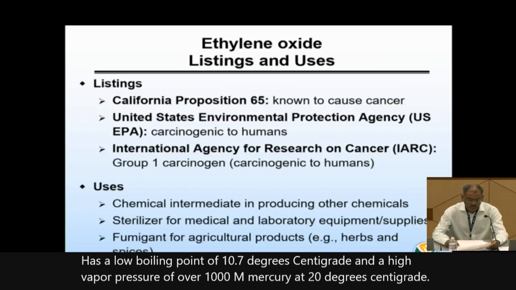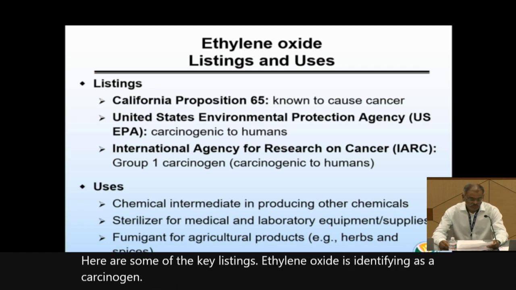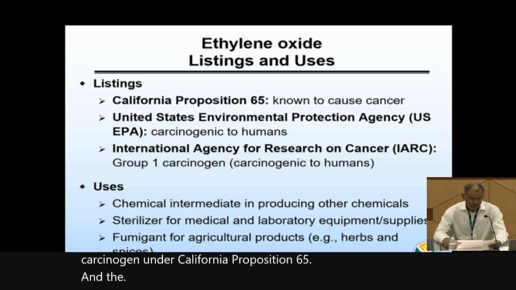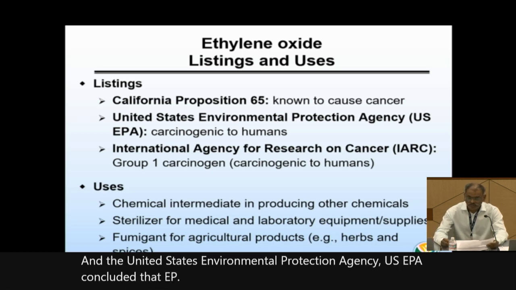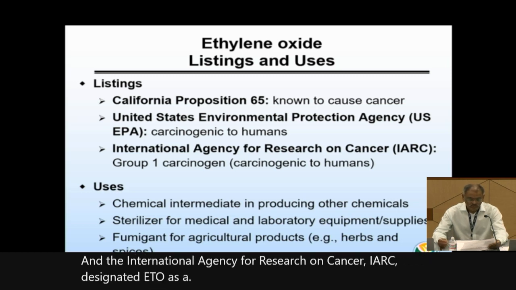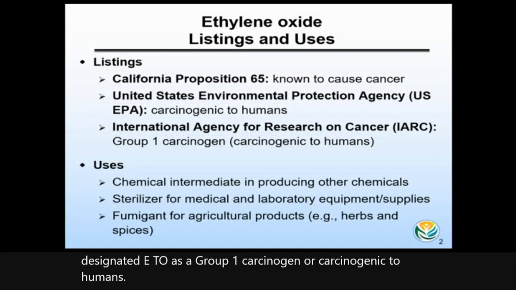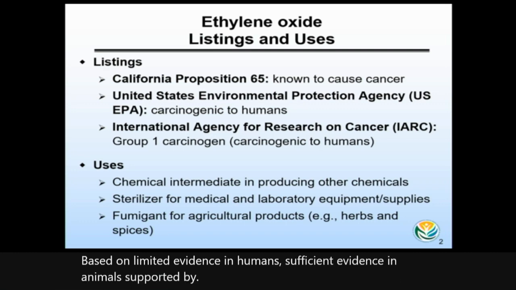Here are some of the key listings. Ethylene oxide is identified as a carcinogen under California Proposition 65. And the United States Environmental Protection Agency, US EPA, concluded that ethylene oxide is carcinogenic to humans. And the International Agency for Research on Cancer, IARC, designated EtO as a Group 1 carcinogen, or carcinogenic to humans, based on limited evidence in humans, sufficient evidence in animals, supported by strong evidence of a genotoxic mechanism.